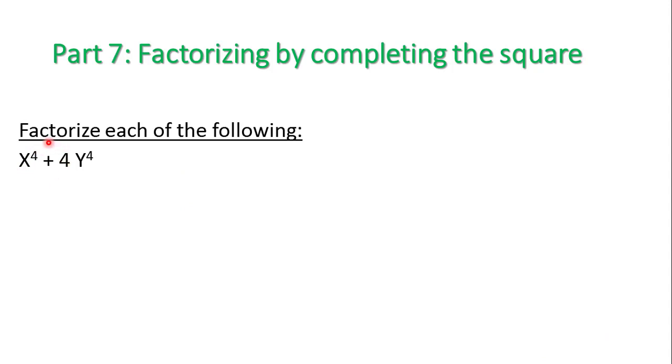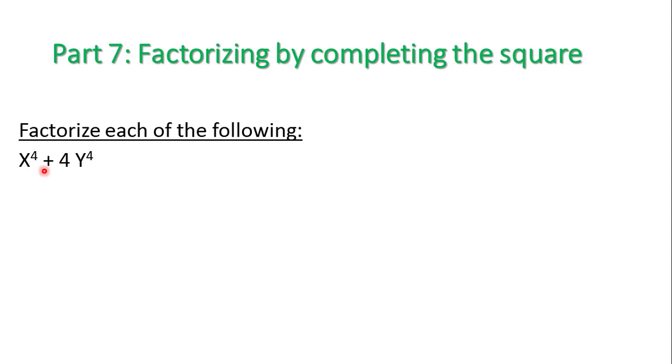Here, for example, factorize each of the following. We have x to the power 4 plus 4y to the power 4. x to the power 4 is a perfect square. We said before that if the power is even, then this is a perfect square. 4y power 4 is a perfect square. The square root of 4 is 2, and y power 4, this power is an even power, so this is a perfect square. But here we have an addition sign, plus.